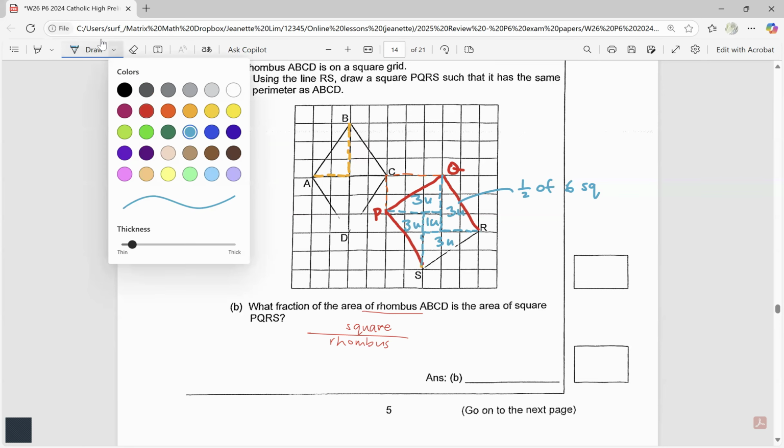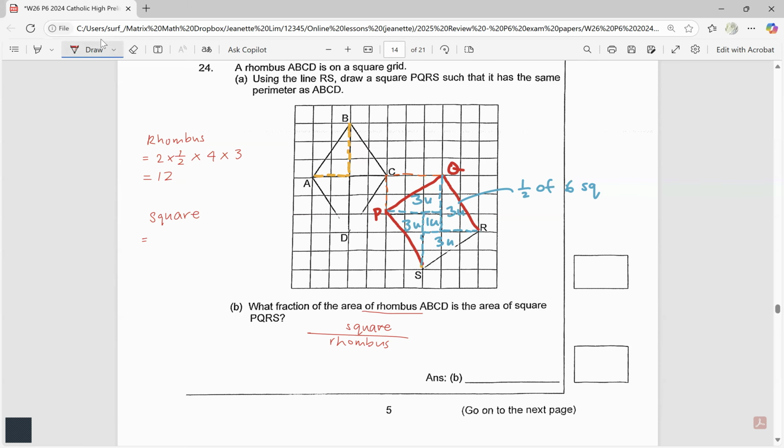So for the square, it will be 3 times 4. Then you add the square in the middle. So that's 13. Okay, so square over rhombus. Square is 13 over 12, which will give us 1 and 1/12. Okay, it may not necessarily always be a smaller number on top, bigger number below. Depends on what they're asking for. All right, that's for question 24.